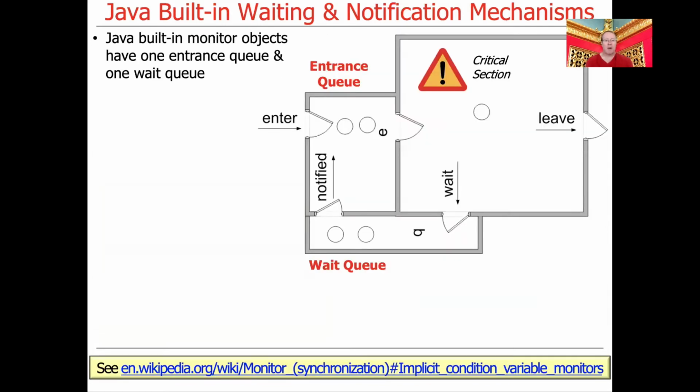Java built-in monitor objects have exactly one entrance queue and exactly one wait queue. And if you take a look at the Wikipedia link for monitor, you'll see that there's something called implicit condition variable monitors, and that's the kind of monitor that Java supports.